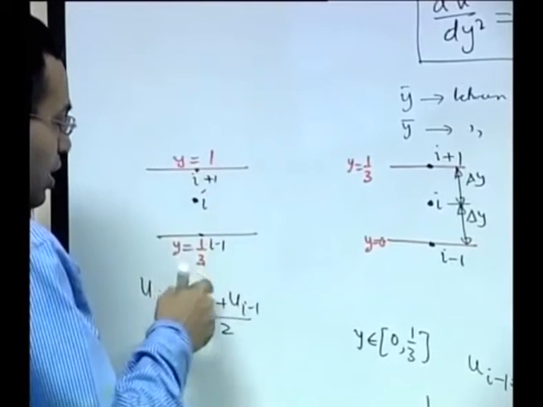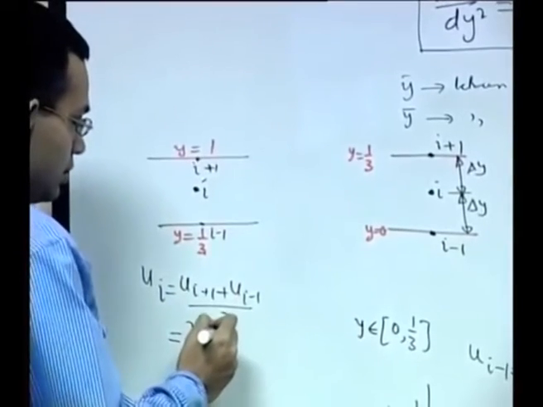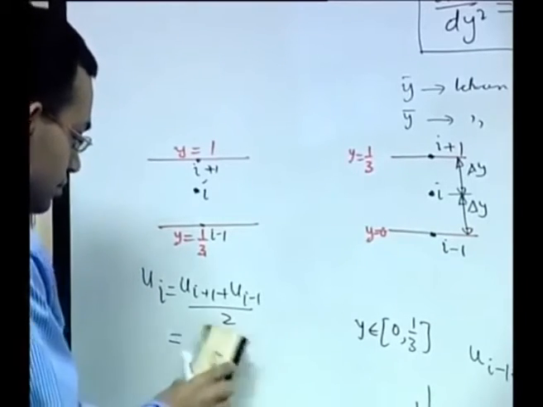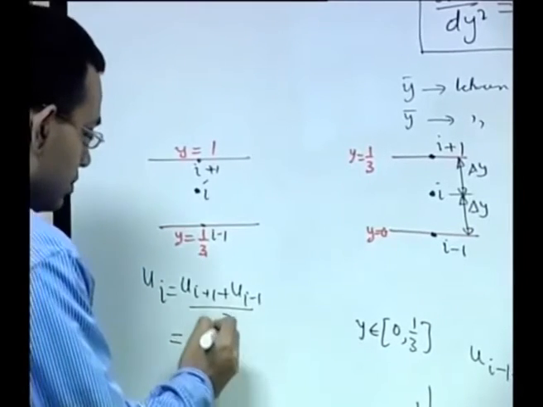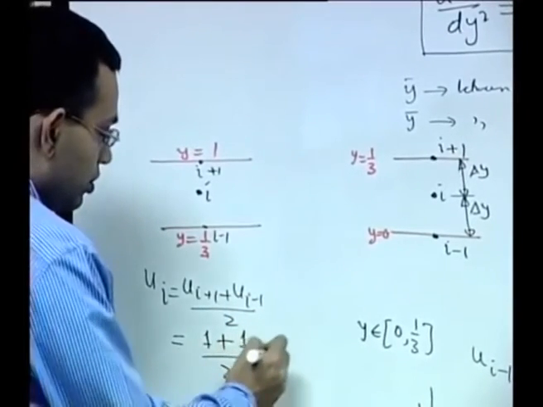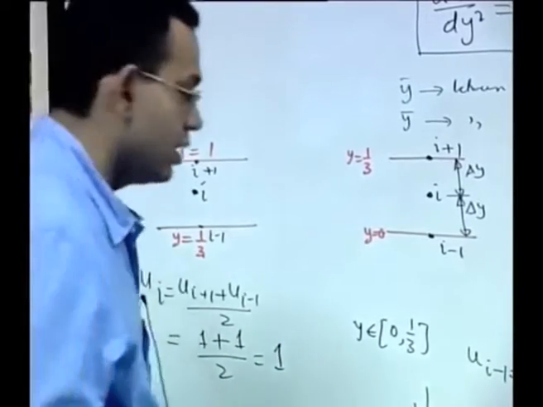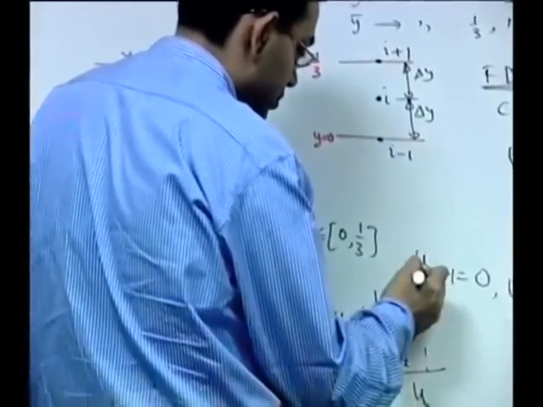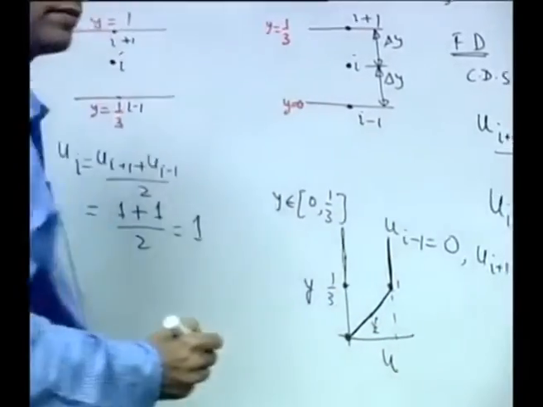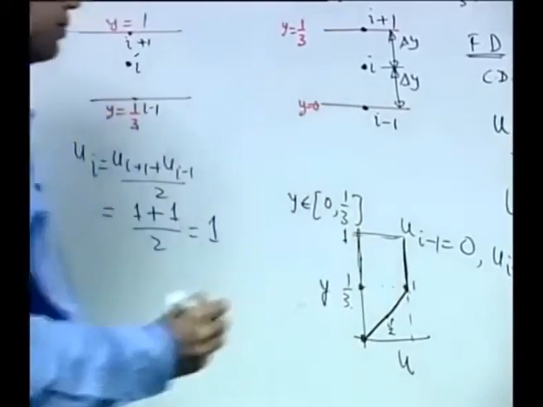What is ui minus 1? Capital U. What is ui plus 1? Oh, non dimensional of course, so it is 1. I minus 1 and I plus 1 both are 1, so this is equal to 1. So, it is a uniform velocity profile in the gap between those plates, between the middle plate and the top plate. So, this is 1.